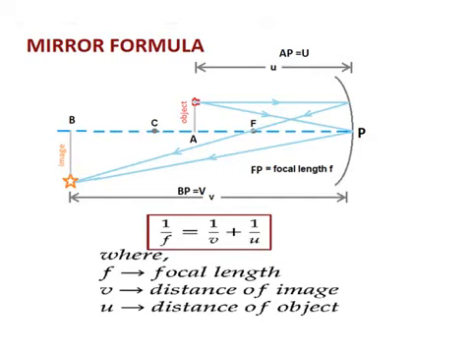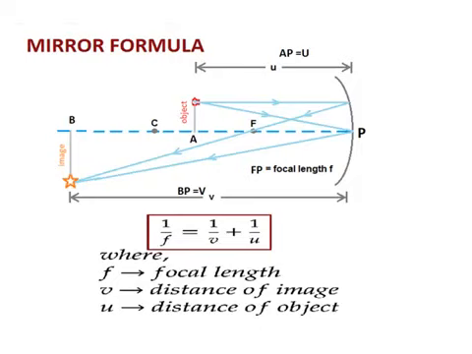Now look at the letter u. There is an arrow mark above the object, starting and ending, the distance AP. That distance is kept by the letter u, and this is the object distance. So object distance is the distance from the object till the pole of the mirror. So AP is the object distance, and always this object distance is kept by the letter u.